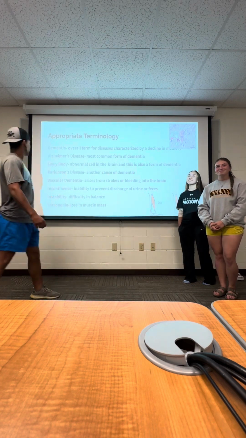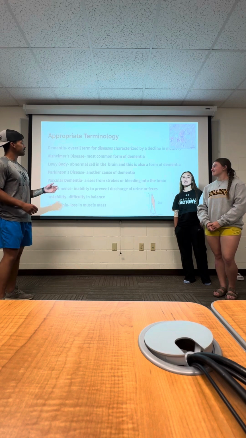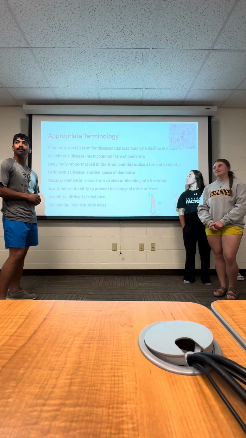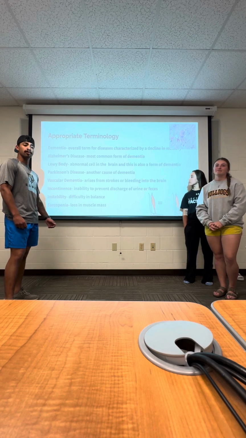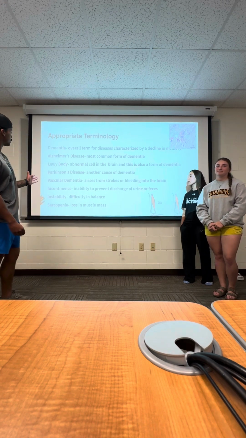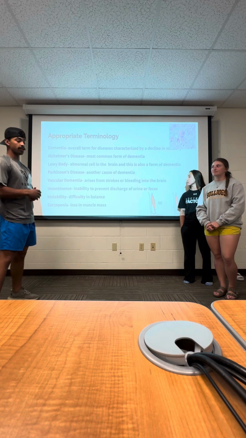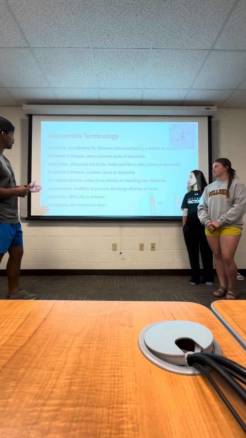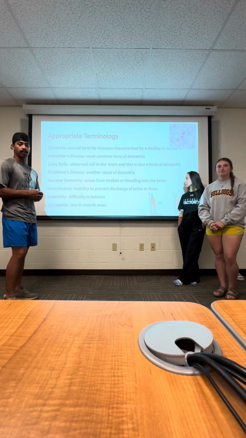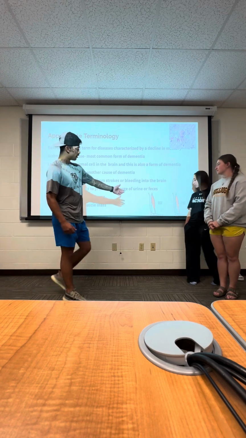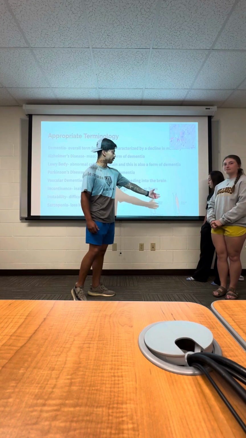Taylor. And now we have Parkinson's disease, another cause of dementia. Vascular dementia arises from strokes or bleeding into the brain. We have incontinence, inability to prevent discharge of urine and feces, instability, difficulty in balance, and lastly, sarcopenia, loss of muscle mass. We also have another picture here with a normal muscle mass and an atrophied muscle.